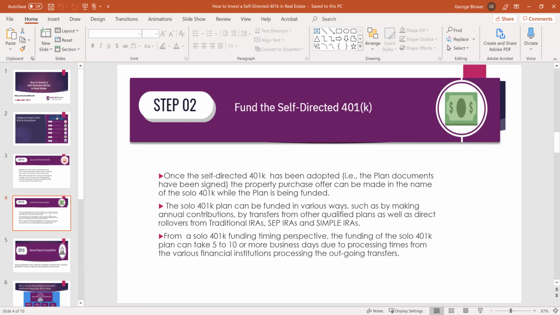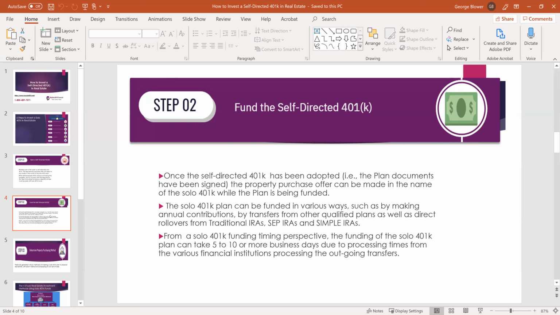From a timing perspective, the process to transfer the money or make the contribution generally is about 5 to 10 business days. The X factor comes in when you're moving money from a pre-existing account, because those companies are going to go at their own pace. They're dealing with hundreds, if not thousands, of people trying to transfer their money, so they're not in a big rush to get that money out the door. They've got to go through their procedures.